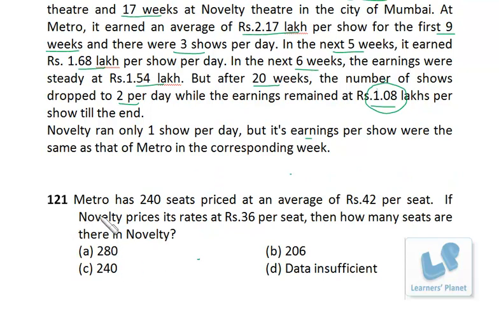Now this question: Metro has 240 seats priced at an average of rupees 42 per seat. If Novelty prices its rates at rupees 36 per seat, then how many seats are there in the Novelty? Now it is given to us that earning per show is same in both the cases, in Metro as well as in Novelty. That means the total earning is same for every show.